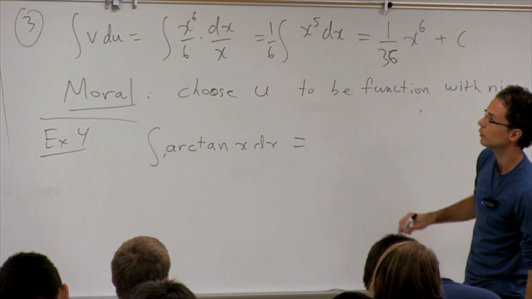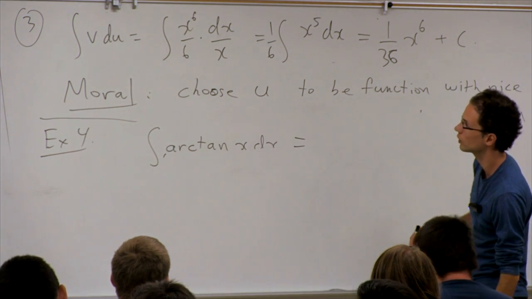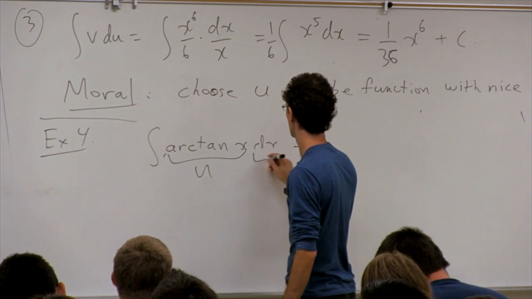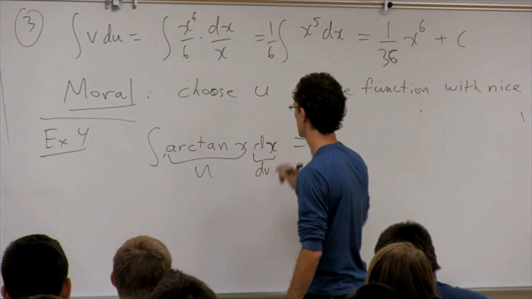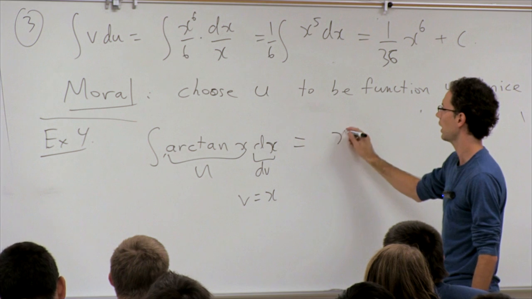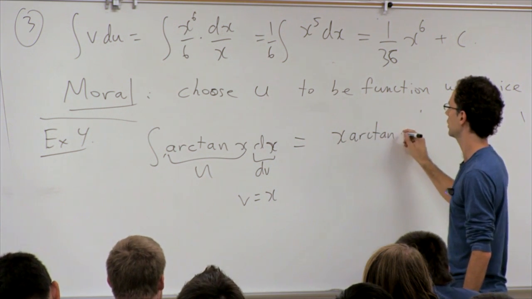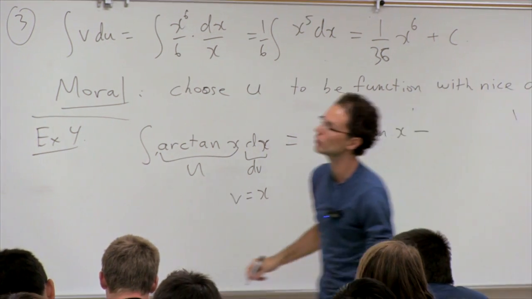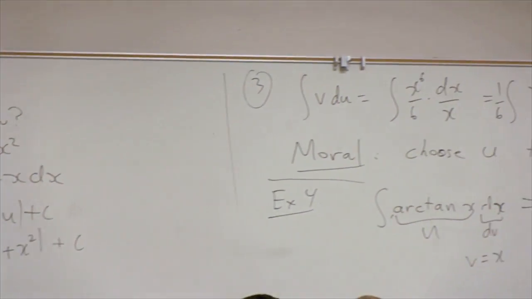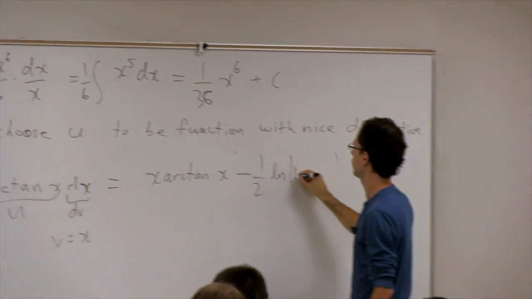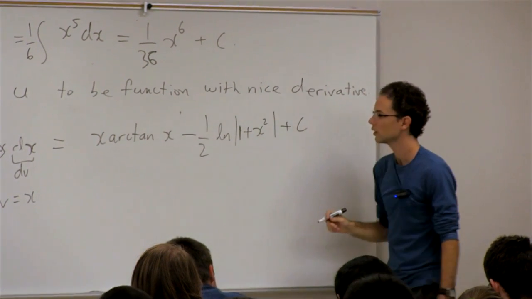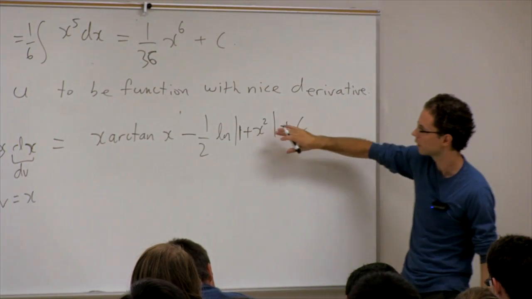We had u times v, which in this case, oh, I should not have erased that. Oh, that's too bad. I think we remember quite clearly this was u, and dv was dx. So in particular, v was x. So u times v was x arctan x. And then we subtract off this integral that we computed here. This was v du, and we got the result 1/2 natural log 1 plus x squared plus c. And there's one last simplification you can do.